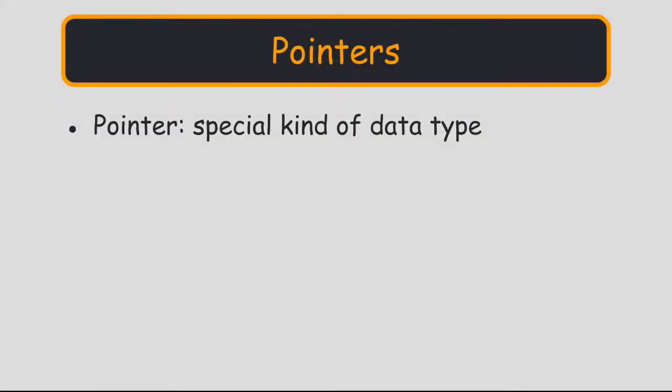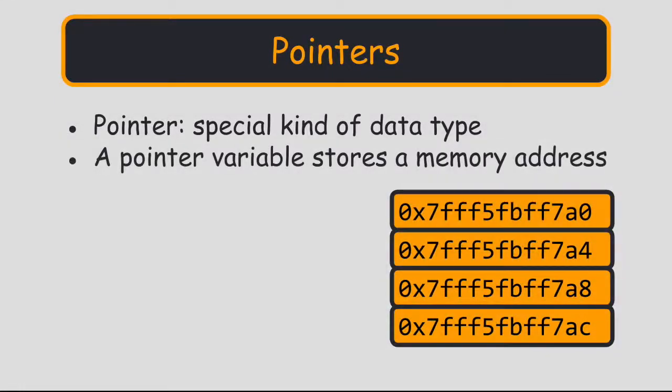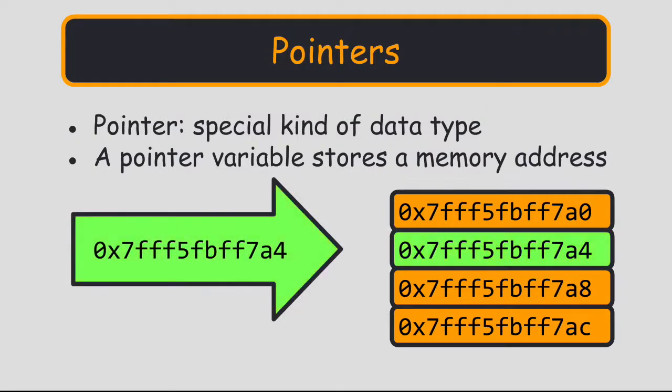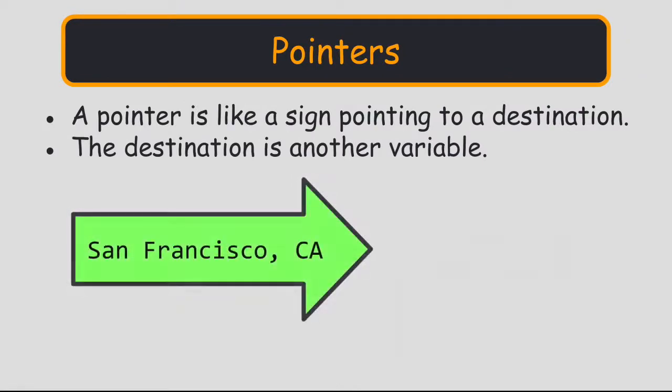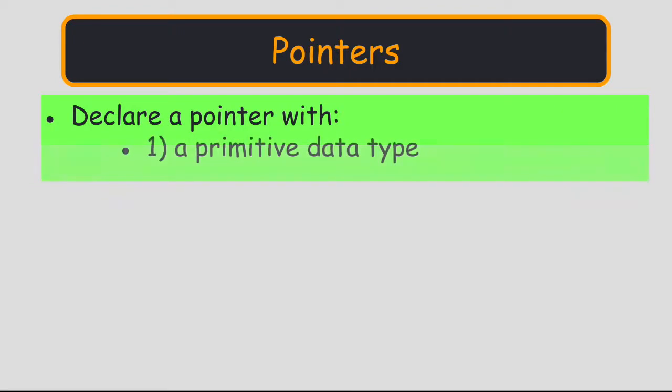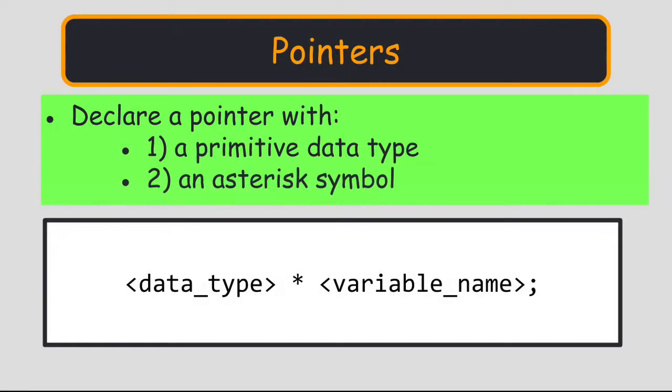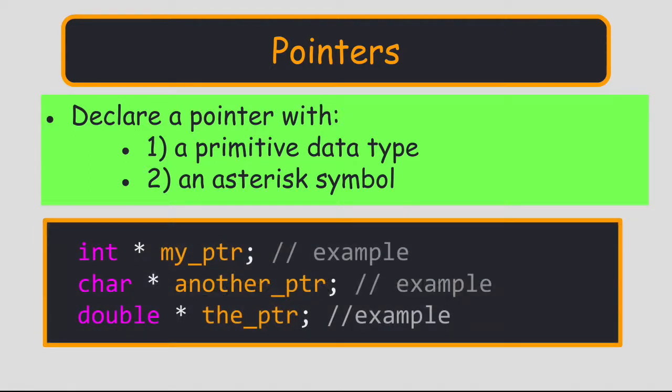A pointer is a special kind of data type. Unlike primitive data types, which store things like ASCII characters, integers, and floating point numbers, a pointer stores a memory address. We call them pointers because they act like road signs that point to a destination. To declare a pointer, we use the primitive data type for our destination variable, followed by an asterisk. The primitive data type plus the asterisk form the pointer data type. The pointer variable will be used for storing memory addresses of variables that correspond with the pointer's primitive type.